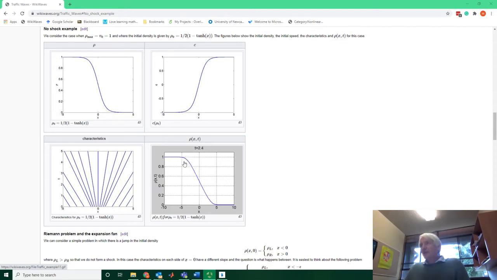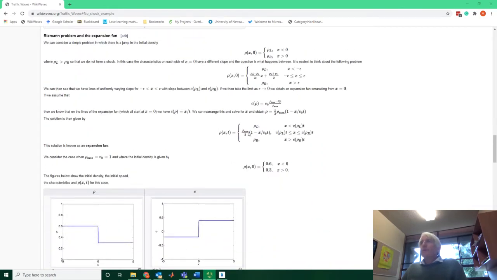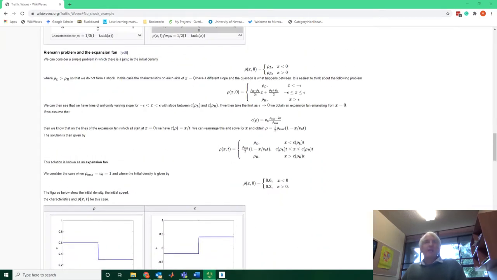Okay, and if you watch the density here at this point here, it slowly goes down, right? The individual cars are moving through here. Okay, so this is the density at a given point. It's not the actual cars themselves that we've got an equation for. Okay, so that's that. Now we're going to do this problem of the Riemann expansion fan and do a little calculation.